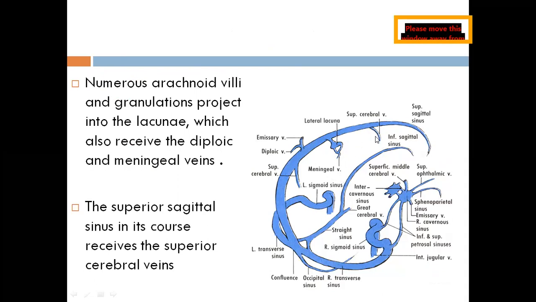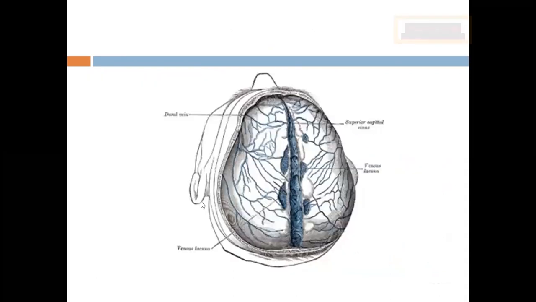Okay, so many veins. You can see if it is superior sagittal sinus, the named ones are superior cerebral vein, lateral lacunar vein, meningeal vein. So many veins will be draining into the superior sagittal sinus. In its course, it receives the superior cerebral veins.